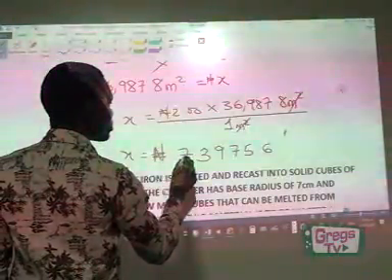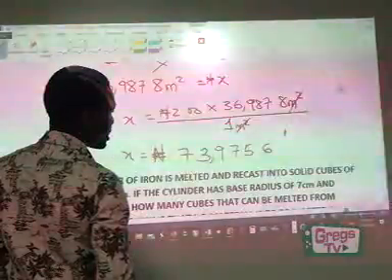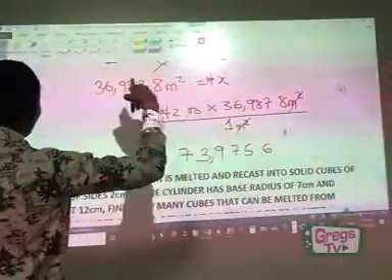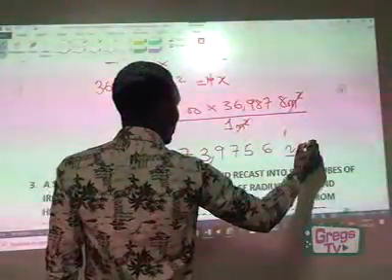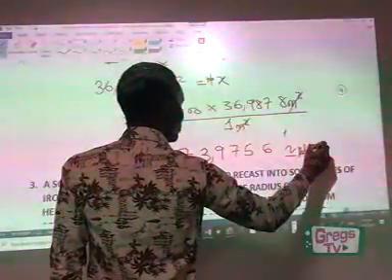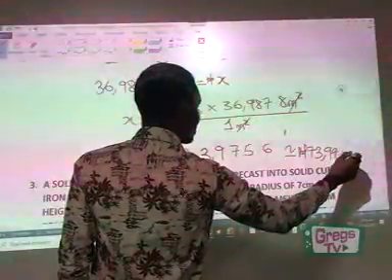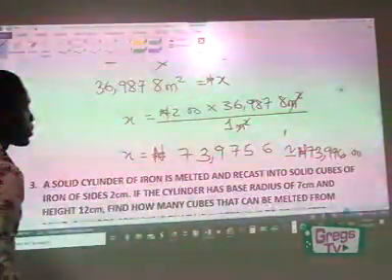It will cost you 73,975.6 naira. So in that case, we can just approximate this since we don't have such in naira. So if you approximate this, you should have 73,976 naira. Yeah. So thank you very much.